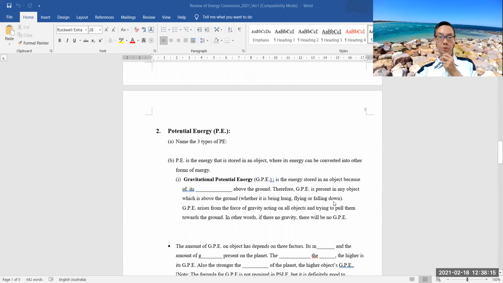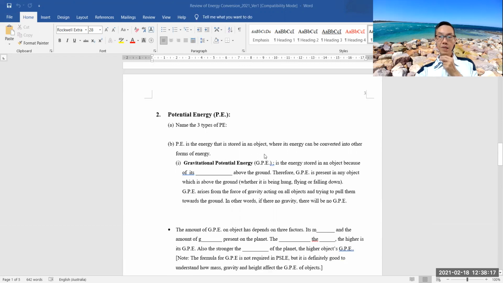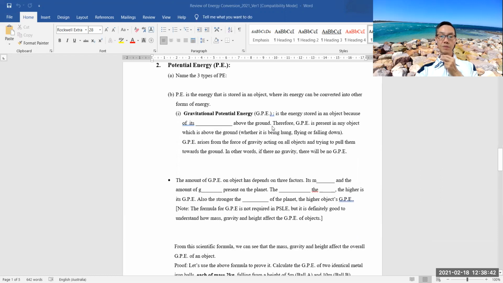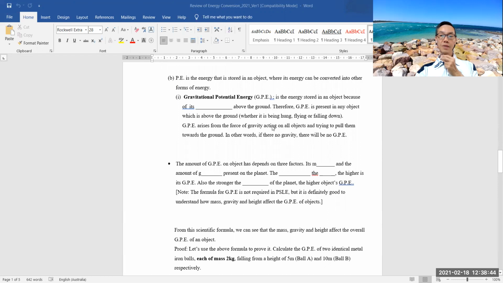And next, we move on to potential energy. I tell them that there are three types of potential energy, namely gravitational potential energy, chemical potential energy, and elastic potential energy. In general, some schools teach students to classify these three into one, but because they will be progressing to secondary one, it's best that they know the specific potential energy. In this example, it's good that they know that any object that is above the ground from a reference point will possess gravitational potential energy.